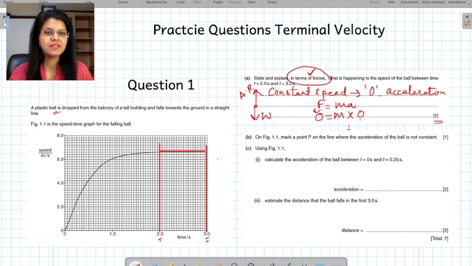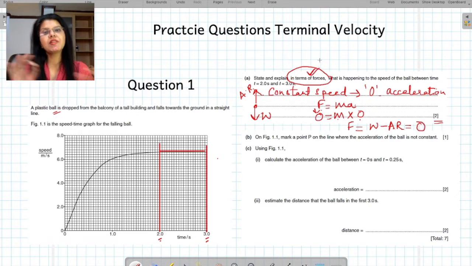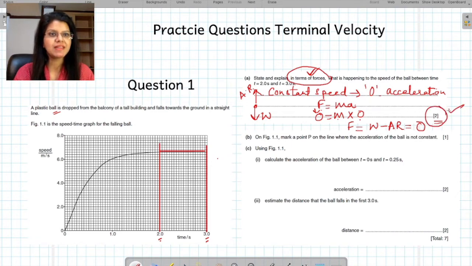Why is the force zero? Because the downward force is cancelled by the upward force of the air resistance. The resultant force on this ball is zero. If this is not making sense, please go through the video on terminal velocity to understand the theory about it. So now you have spoken about the forces, you have spoken about the acceleration, speed, everything you have spoken about in this answer. You'll get full 2 marks here.